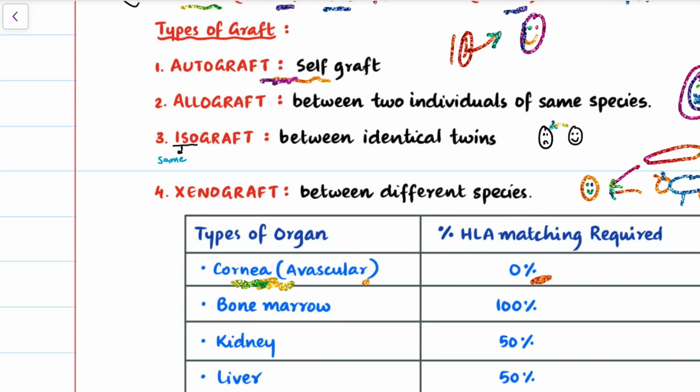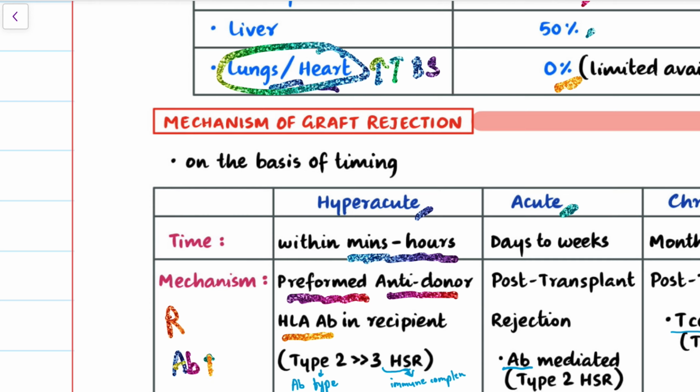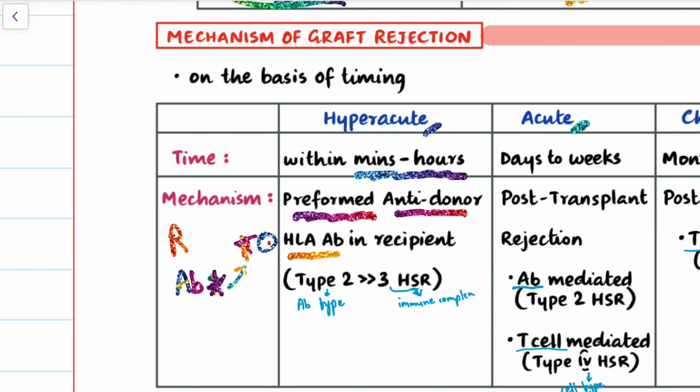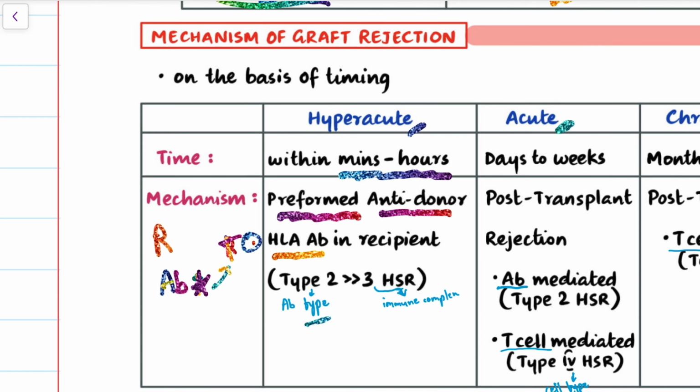So how is this graft rejection occurring? What is its mechanism? On the basis of timing, we can differentiate the mechanisms. First one is the hyperacute, the other ones are the acute and the chronic. The hyperacute is within minutes and hours. That is because the recipient patient has preformed anti-donor HLA antibodies. That is, this recipient has antibodies prepared, ready to go and attack the transplanted organ. So that is majorly mediated by the type 2 HSR. HSR is hypersensitivity reaction. Type 2 is otherwise known as the antibody type. As you can see, the antibodies are already prepared to fight.